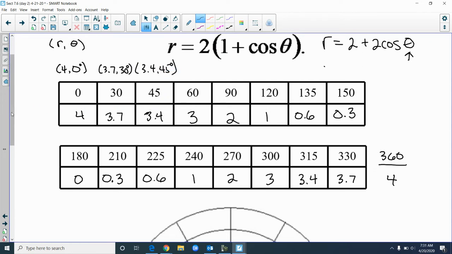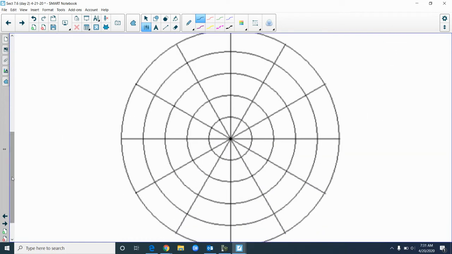Let's plot these. Now, you got in front of you, hopefully you got your table filled in. So 4, 0 degrees, let me do this in red. It'll be right there. That has a radius of 4, 0 degrees. The next one is 3.7, 30 degrees. So you're going to have to estimate where 3.7 is. So you go out 1, 2, 3, 3.7, put it right about there. Now the 45 degrees, remember that spoke is not there, okay? So it's going to be 3.4, 45 degrees, just a slightly bit below half.